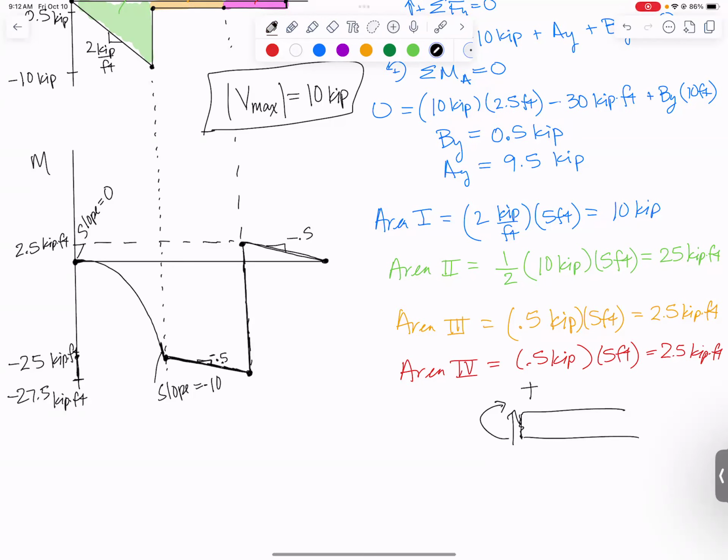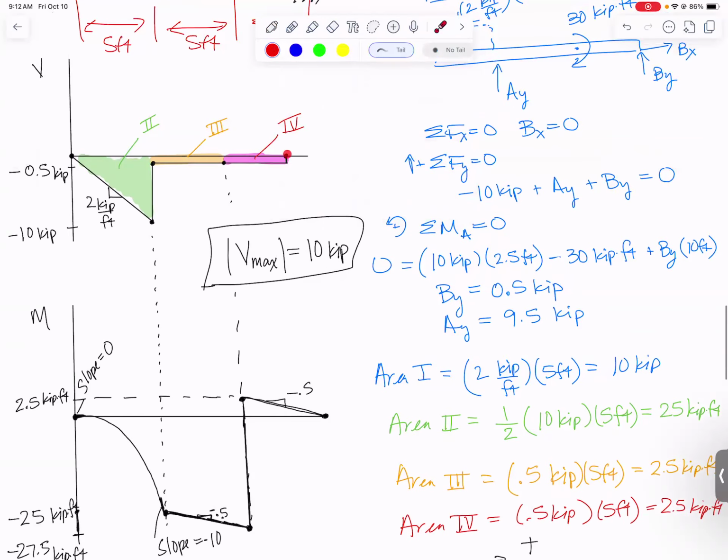You always need to end up at 0. Your shear and moments always have to end at 0 at the end. If they don't, you have made a mistake. It's possible you made a mistake all the way back here finding the reaction forces. More likely you made a mistake calculating one of these changes.